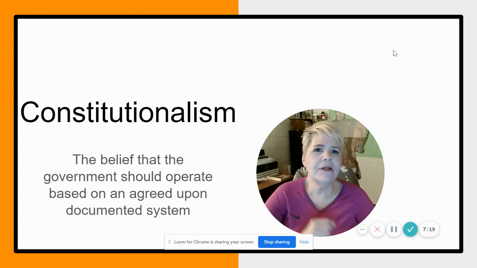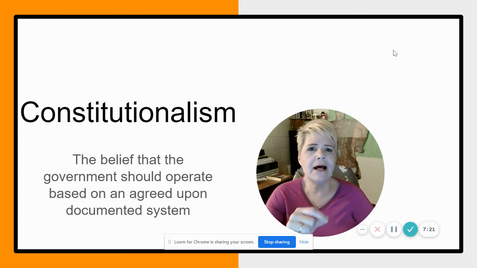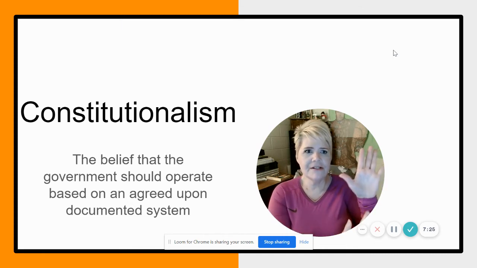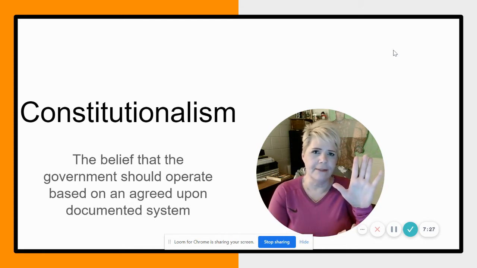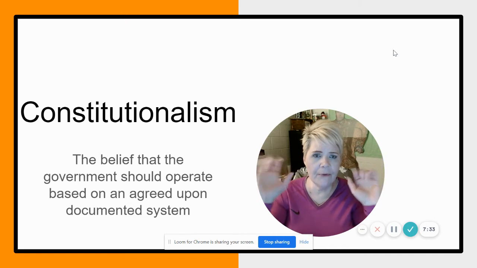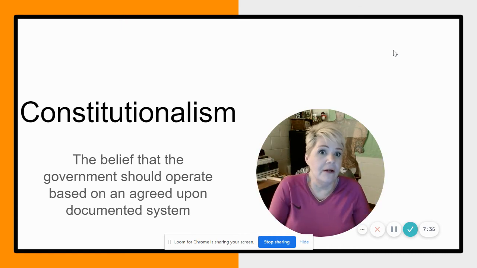Constitutionalism. That's when a country is run on a documented system. All of their laws are written on a document. Now, remember in U.S. history, when after the colonists won the revolution, yay, we won. They're like, oh, now what? They had, excuse my language, an oh shit moment. Like, okay, how are we going to run this country? We won the war, so now what?